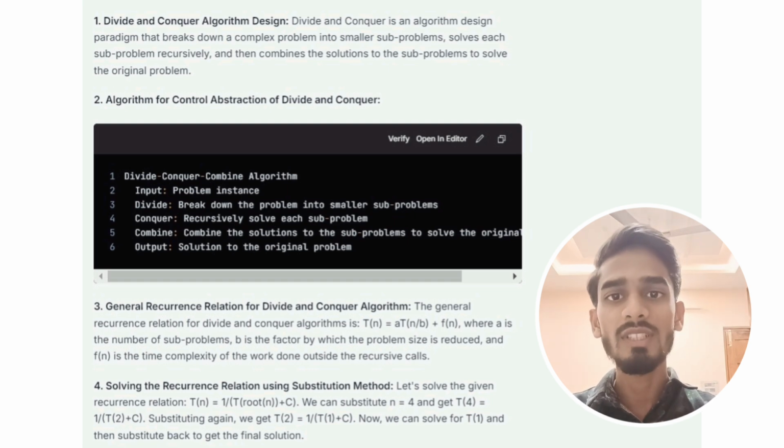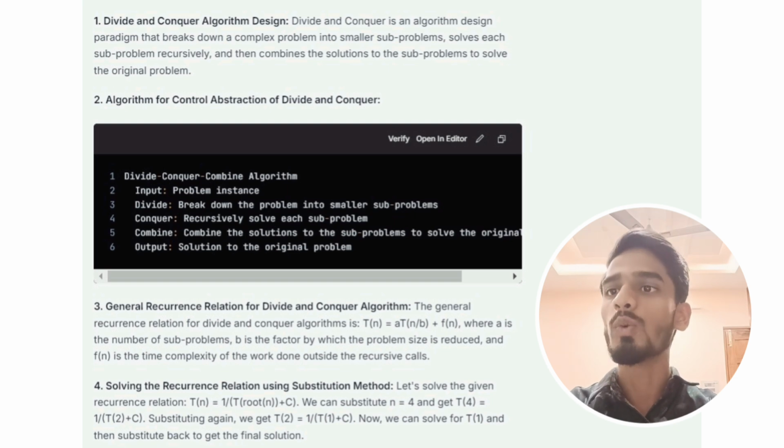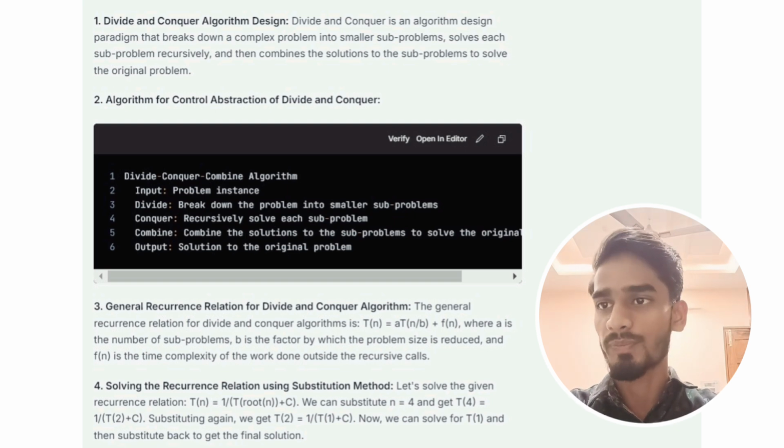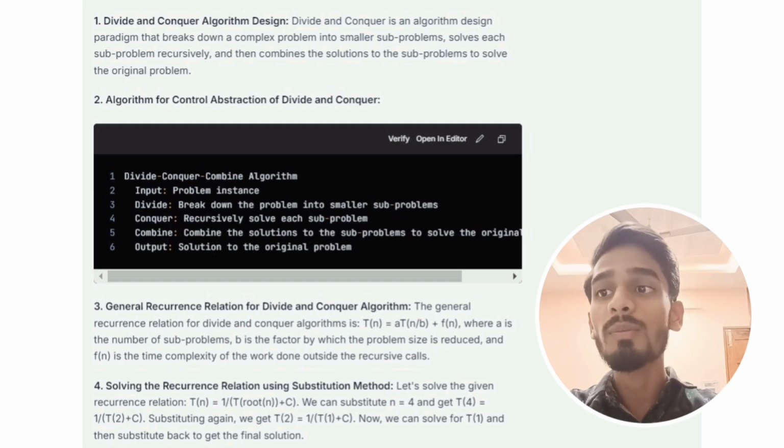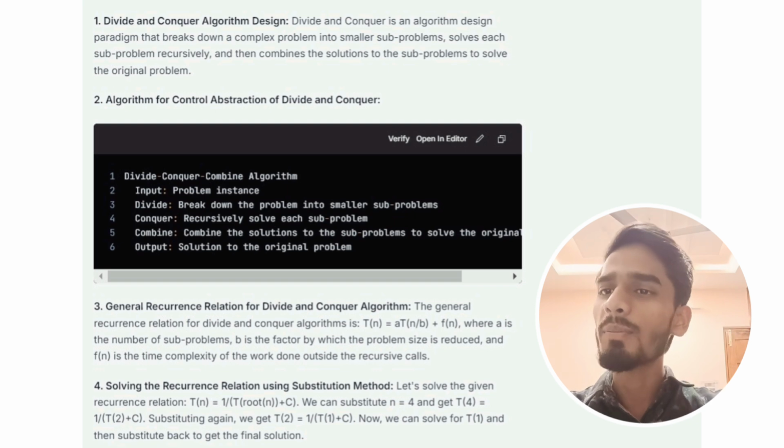This is our first lecture where we discuss the second chapter in algorithm design and analysis. So let us start with some important points. What is divide and conquer algorithm design? Divide and conquer is an algorithm design paradigm that breaks down a complex problem into smaller subproblems, solves each subproblem recursively, and then combines the solutions to the subproblems to solve the original problem.